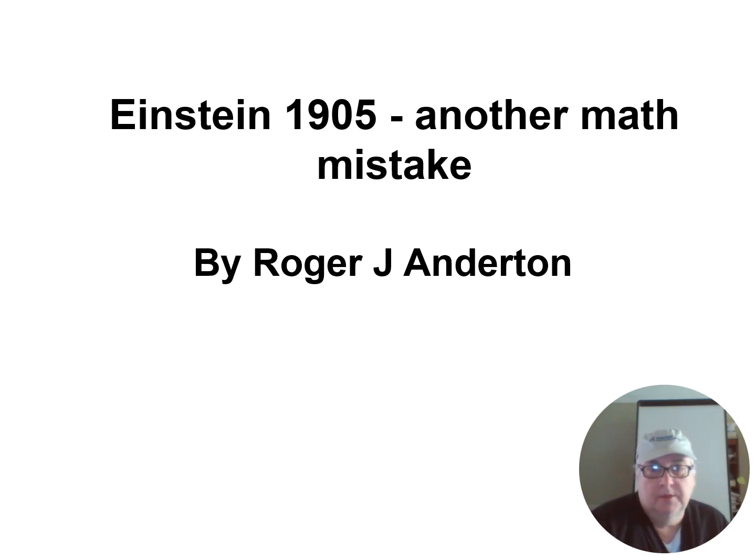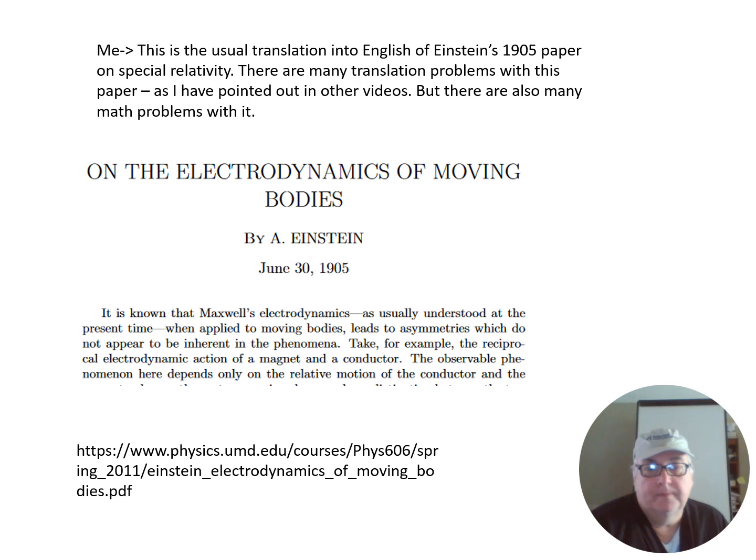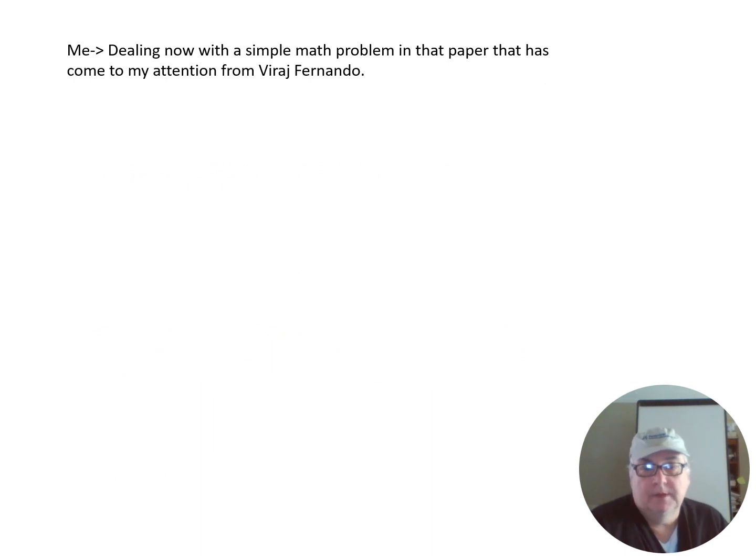So this talk is pointing out there's another math mistake in Einstein's 1905 paper in special relativity. This is the usual translation into English of Einstein's paper. There are many translation problems which I pointed out in other videos, but there's also many maths problems with it as well. So I'm going to deal with a simple math problem which was brought to my attention by this person.